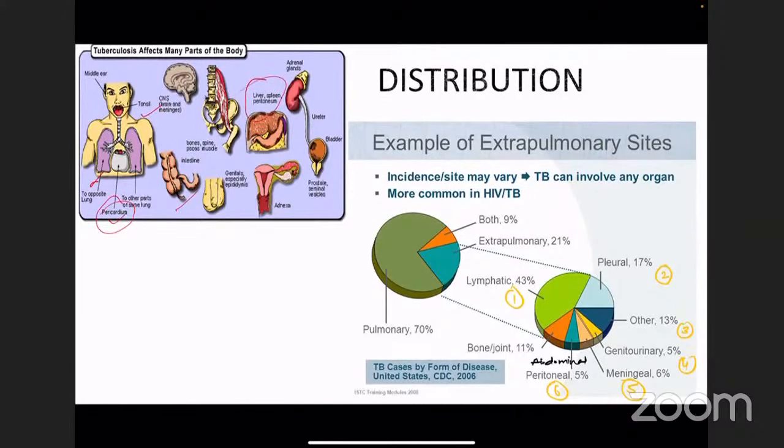As per the CDC 2006, they counted what percentage of people have pulmonary and extrapulmonary tuberculosis. As I said, many of us have heard most commonly about pulmonary tuberculosis, so it is the highest number, 70%. Extrapulmonary is 21%, and the remaining 9% of people have both. In extrapulmonary tuberculosis, abdominal tuberculosis is number 6. There are other sites: pleural, genitourinary, meningeal, lymphatic, and any other extrapulmonary site can be involved.